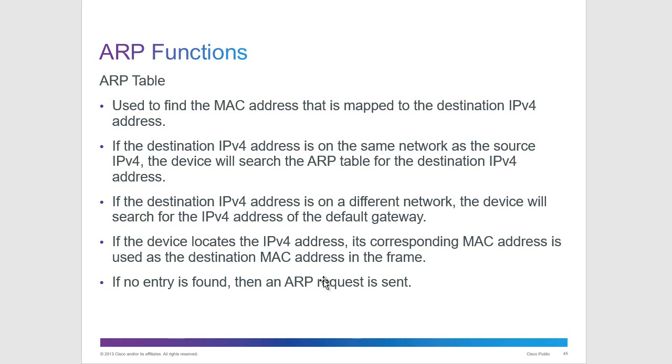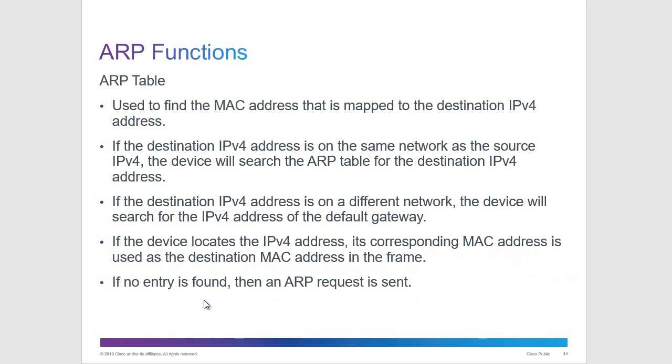If the destination IPv4 address is on a different network, the device will search the ARP table for the IPv4 address of the default gateway. That's what it's searching for, the IPv4 address of the default gateway. Okay, so it is searching the ARP table for the IPv4 address of the default gateway. If it locates the address, it's used as the destination MAC address for the frame.